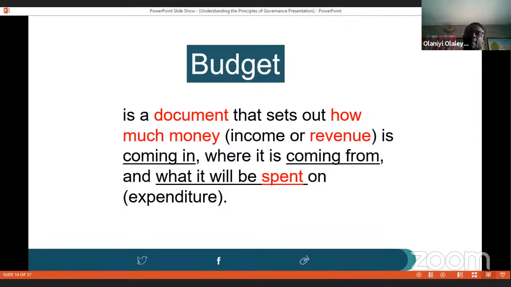So let's say, for instance, I want to get 2 trillion from customs, and at the end of the day, I got 1 trillion. I already have a deficit of 1 trillion. That means the 1 trillion that I did not get will be what? It will be borrowed.